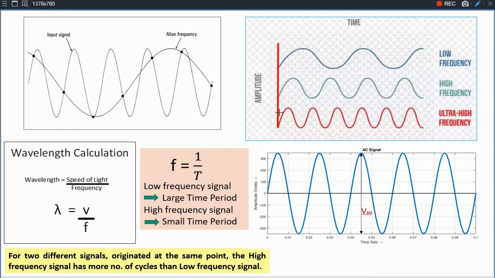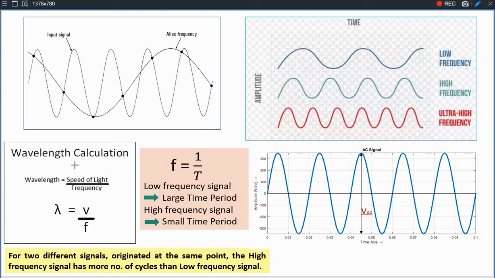And then for the same time duration, if I am drawing the time on the x-axis, you can watch that the low frequency signal has the lowest number of cycles, the high frequency signal has more cycles, and the ultra high frequency signal has the highest number of cycles. So this is the concept of lower frequency signal and higher frequency signal.